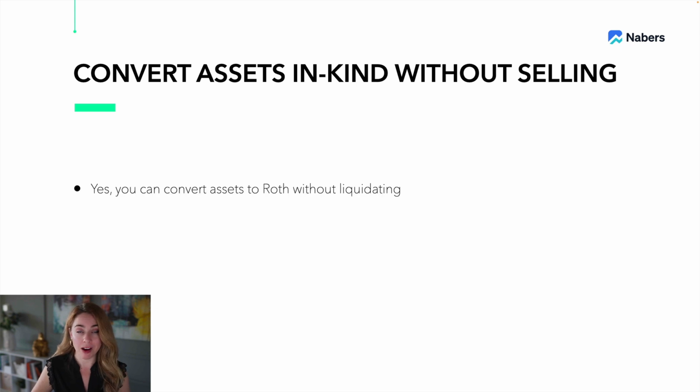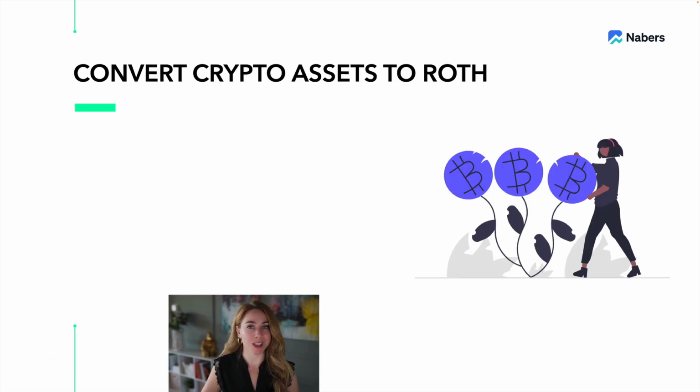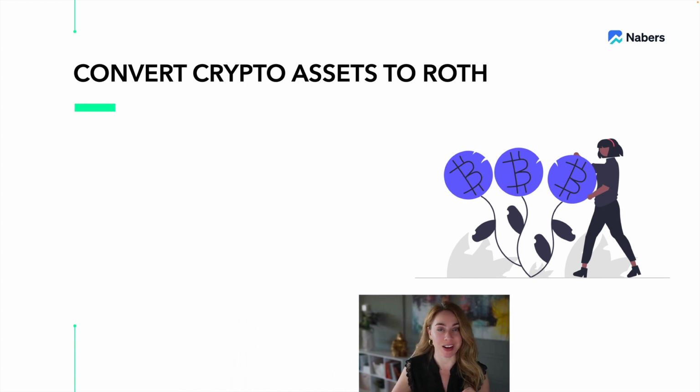It's totally possible to convert assets in kind. That means that you can convert these assets without selling them first. And any asset in your solo 401k can be converted to Roth. This particularly perks up the ears of some of our crypto investors.